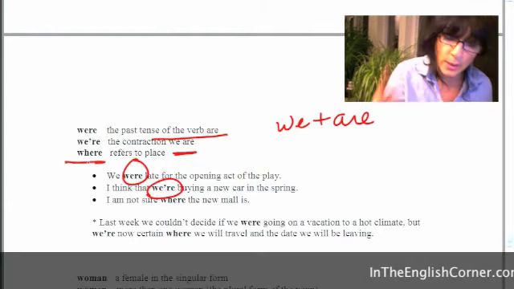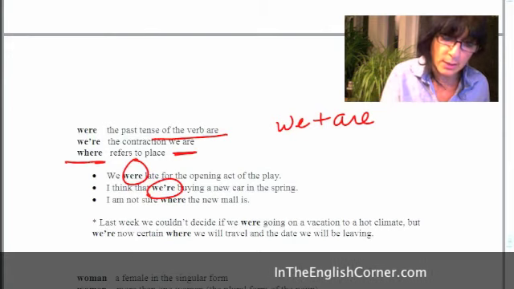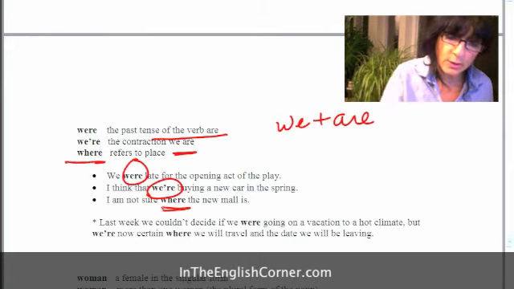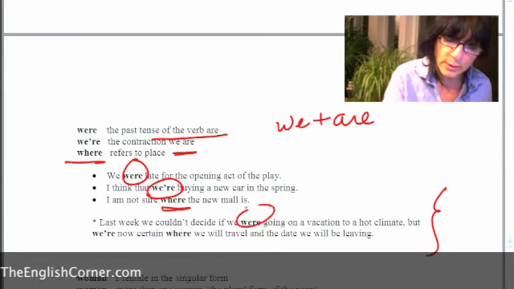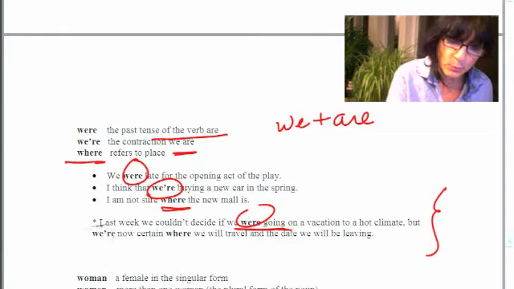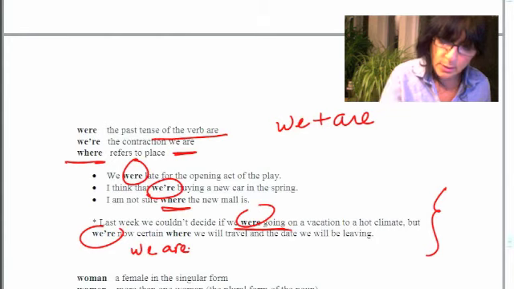And this is where, refers to place, where. I am not sure where the new mall is. Using them in a sentence: last week we couldn't decide if we were going, there's your verb, on a vacation to a hot climate. But we're, meaning we are, now certain where we will travel and the date we will be leaving.